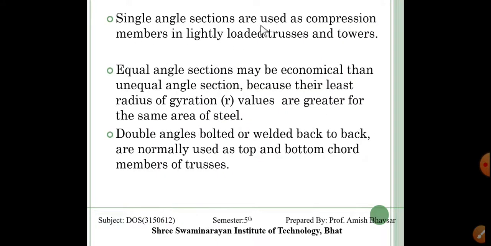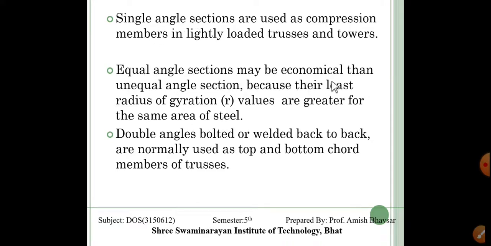Single angle sections are used as compression members in lightly loaded trusses and towers. As you know, it may be short, or else whenever the compression load is very small, we are going to provide a smaller section. In that case, we are going to put the single angle section.